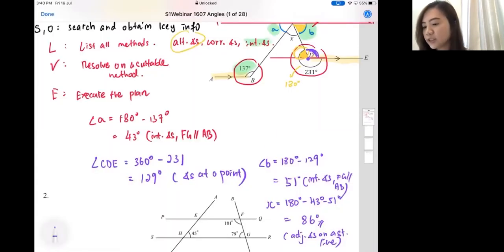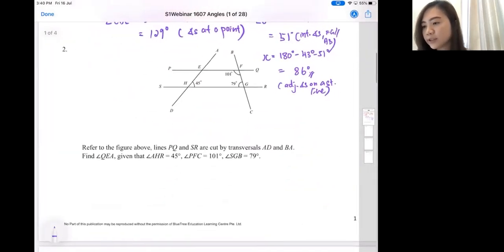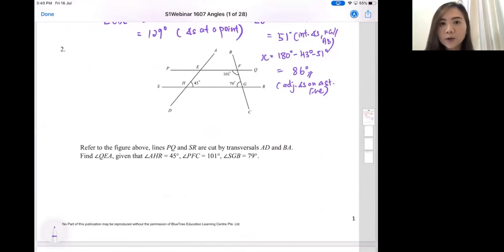Okay, we look at this question. Question number 2 is a very tricky question. It seems easy, but it is not. A lot of people will just directly give the answer 45. You look at question number 2.